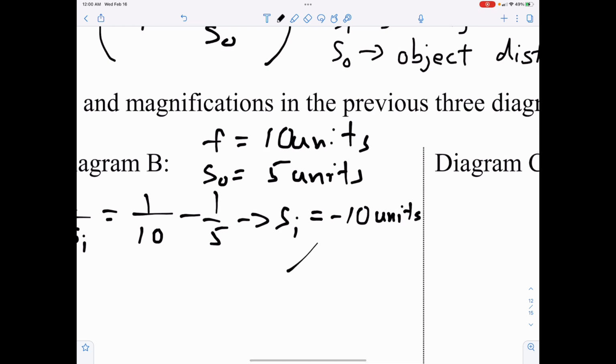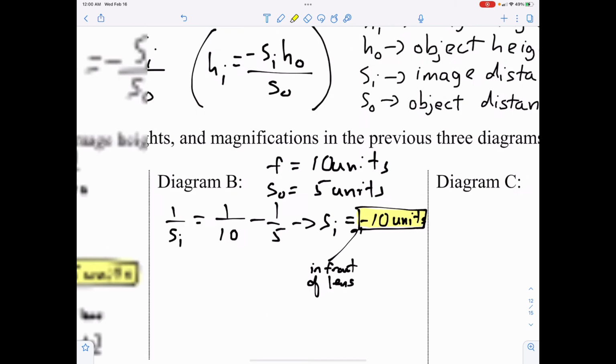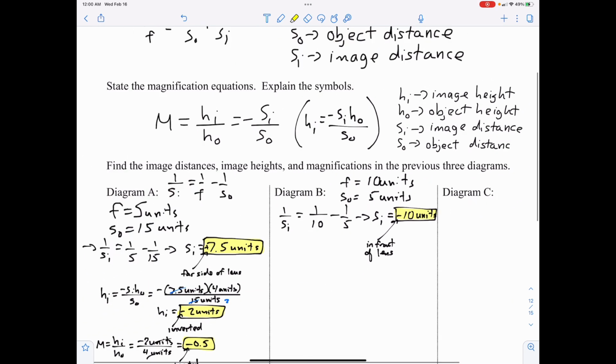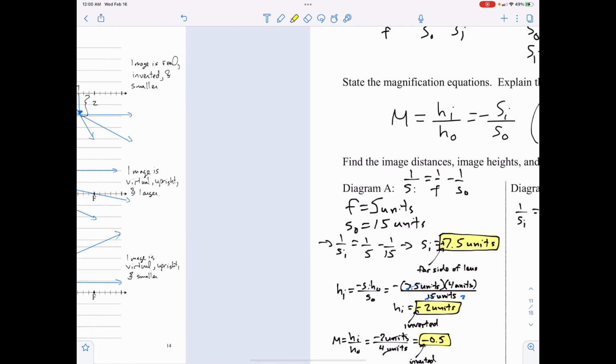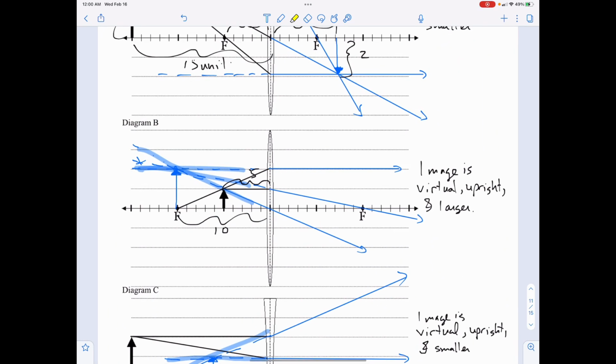units. What does that negative mean? It means in front of the lens. Specifically 10 units in front of the lens. If we go back to diagram B, that's exactly what we saw. The image forms about 10 units in front of the lens. In fact, it forms at about the focal length.